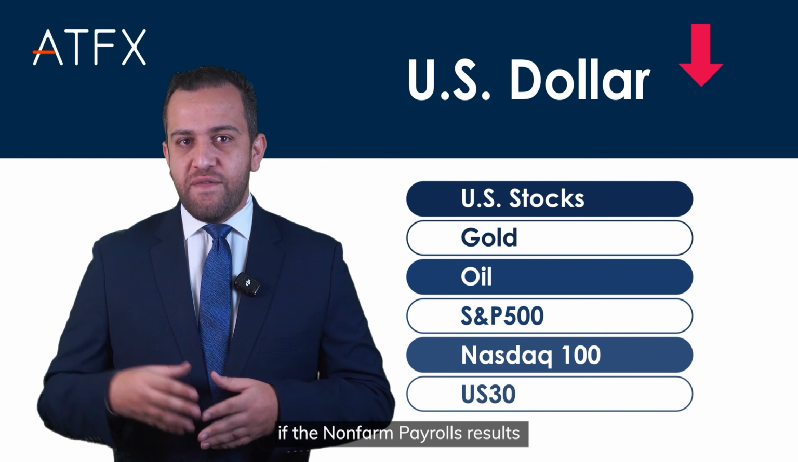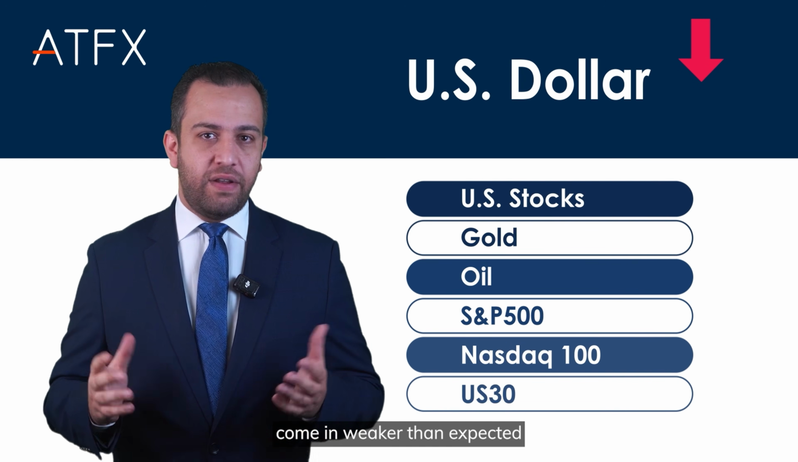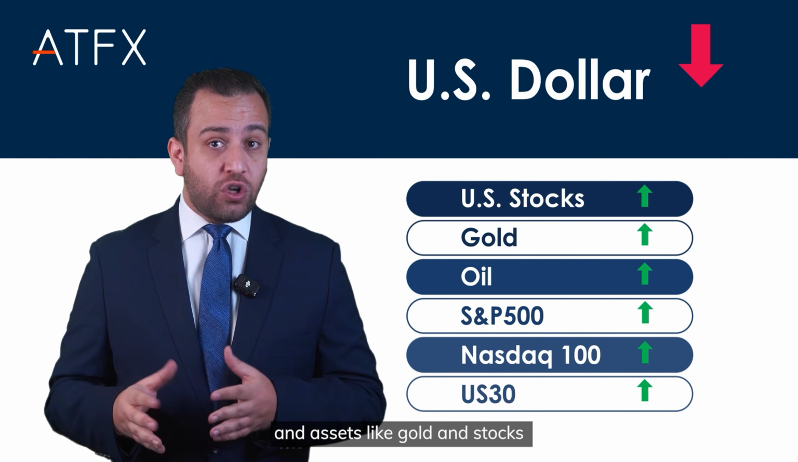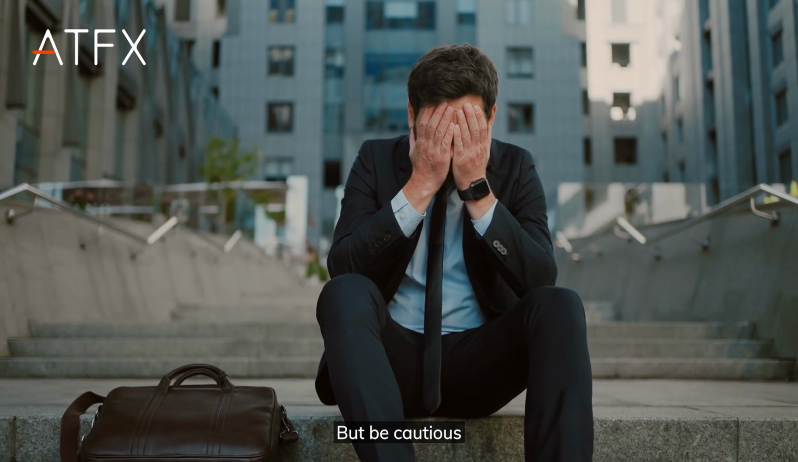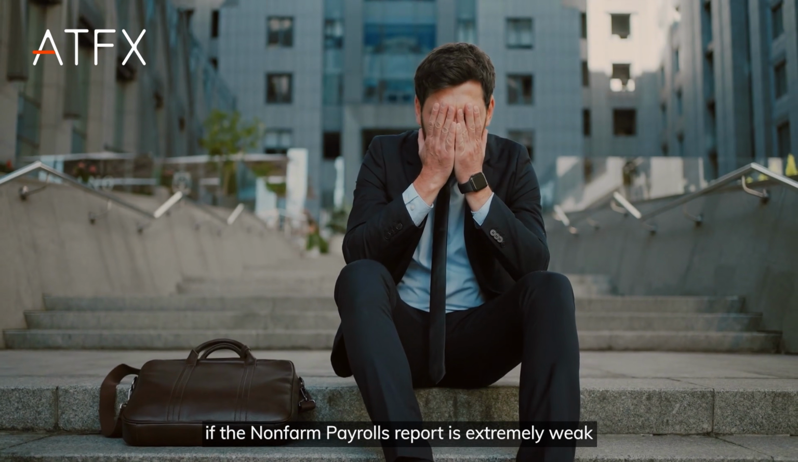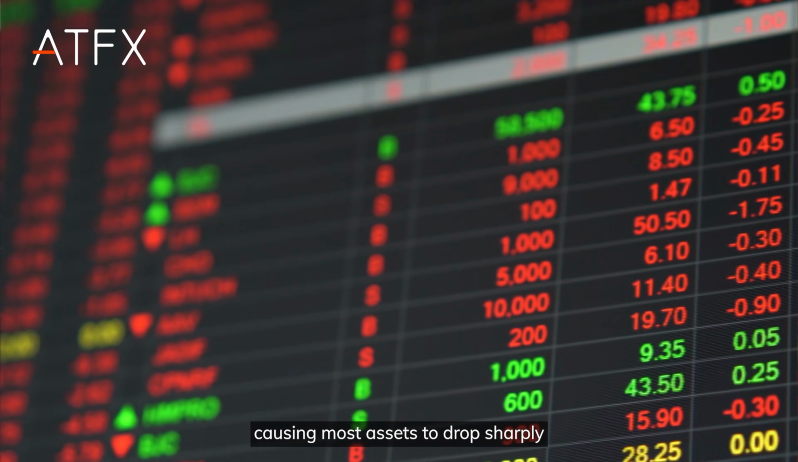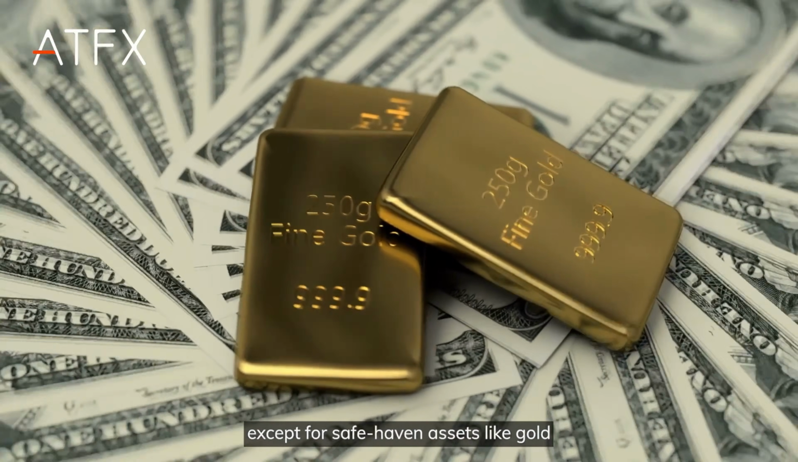On the other hand, if the non-farm payroll report results come in weaker than expected, the US dollar will likely weaken and assets such as gold and stocks could rise on expectations of a rate cut. But be cautious. If the non-farm payroll report is extremely weak, it could spark fears of a recession, causing most assets to drop sharply, except for safe haven assets such as gold.